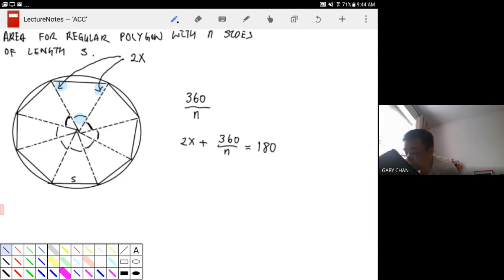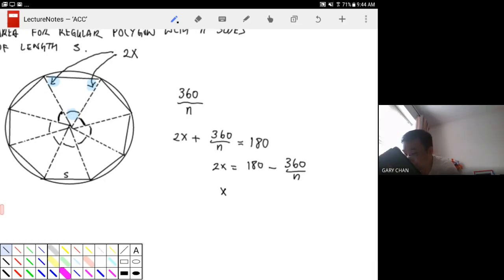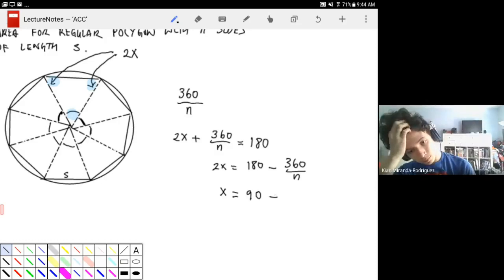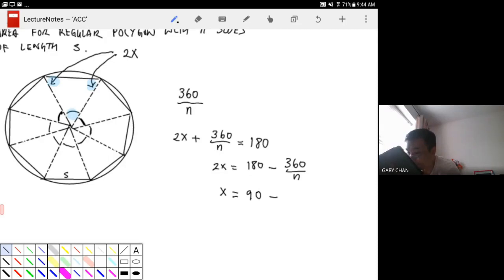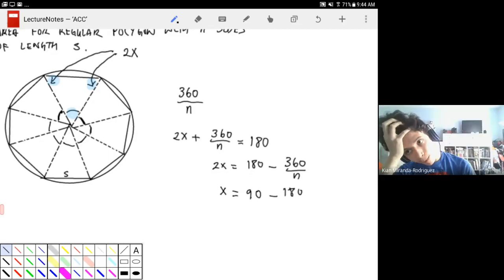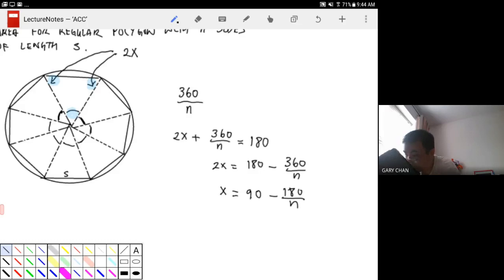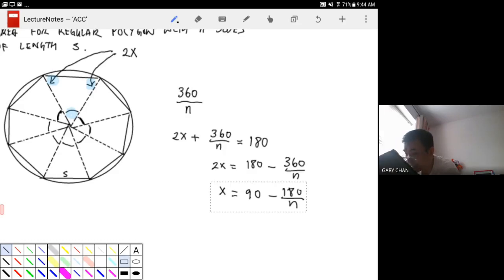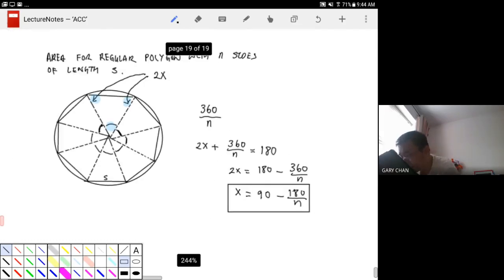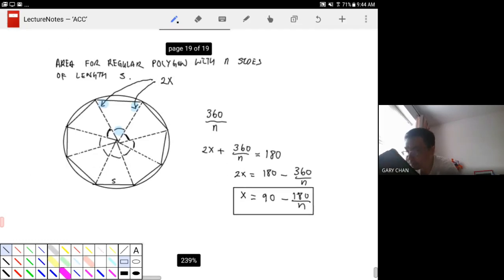So if I do that, I'm going to subtract both sides by 360 over n. And lastly, I'm going to divide by 2. If I divide by 2, what's 180 divided by 2, guys? 90. And what is 360 divided by 2? 180. So 180 over n. So this right here, that's the measure of the angle. That's x.